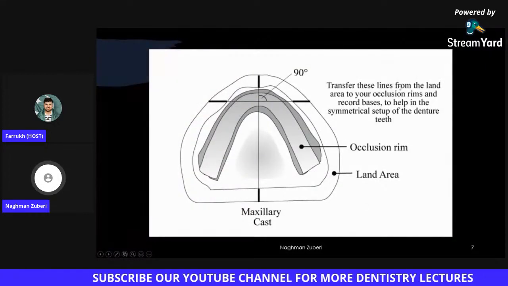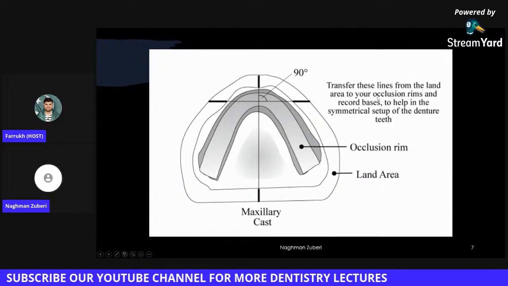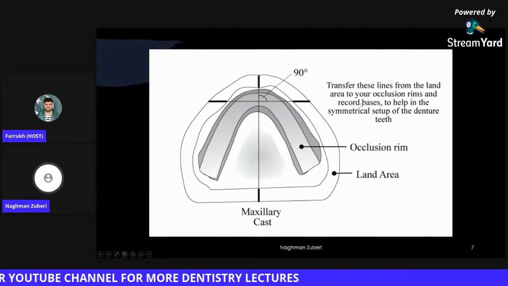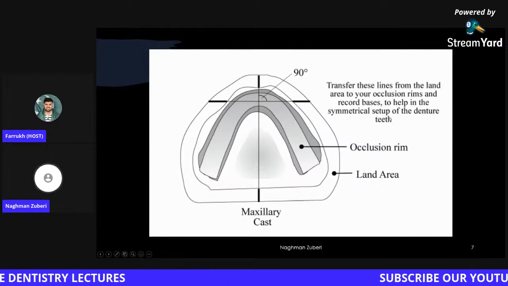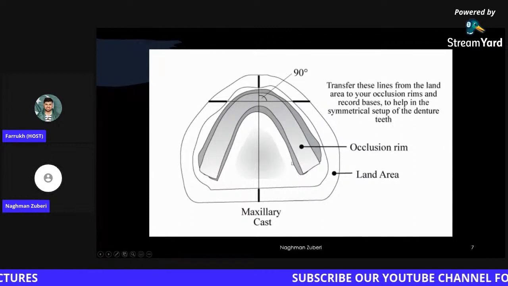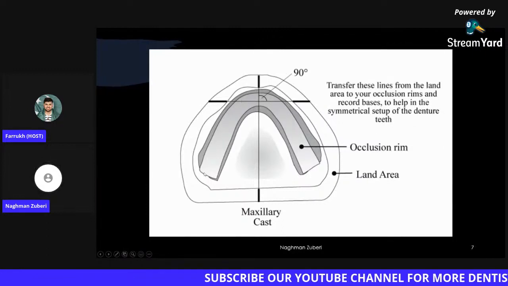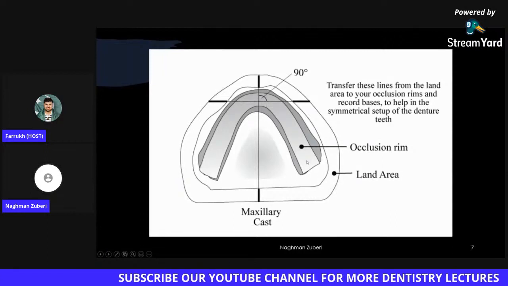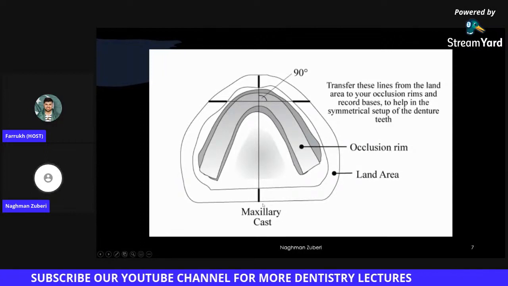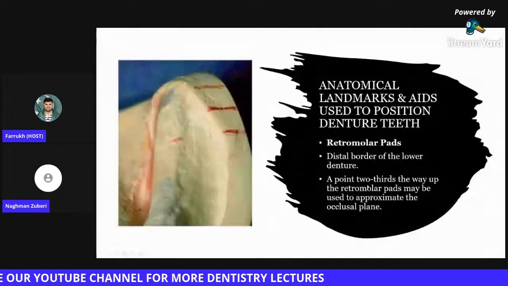We transfer these lines from the cast to the occlusal rims and record bases to help in the symmetrical setup of the denture teeth. That's how the rims will look. We have already discussed these two lines.